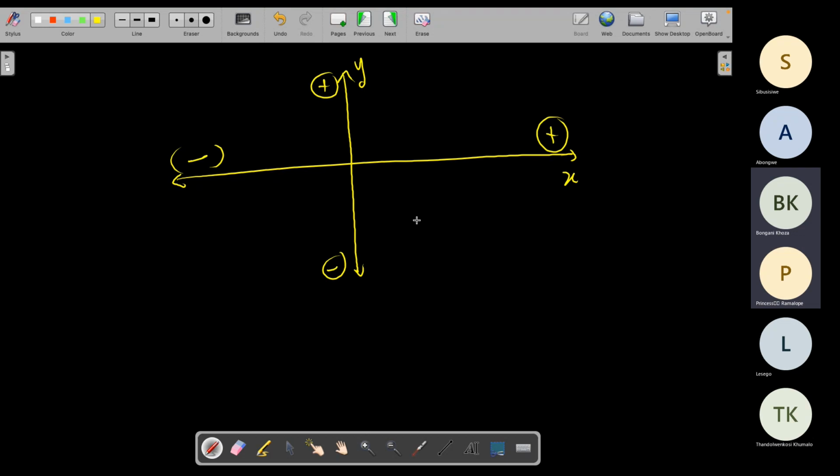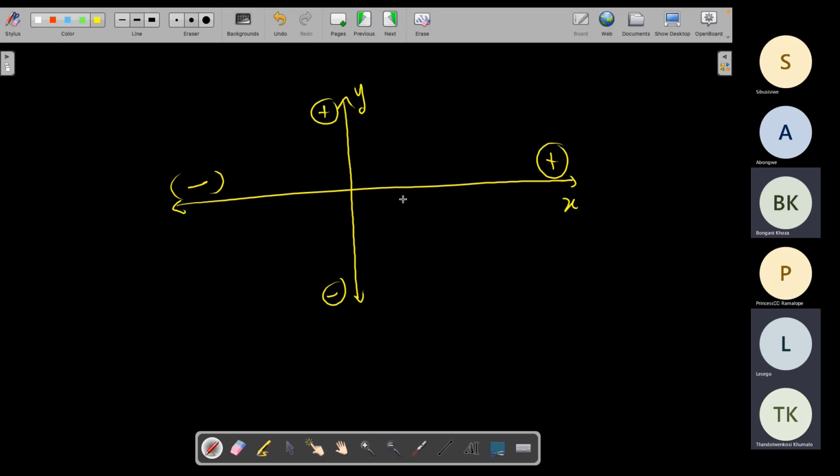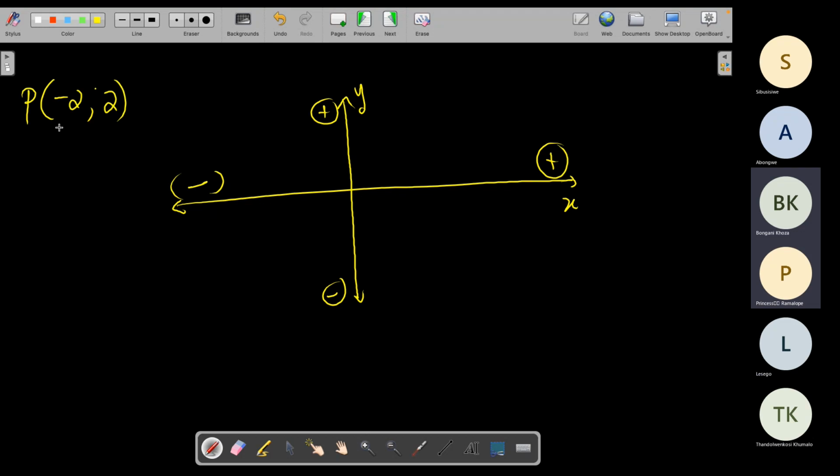Should we draw this in our books? You can if you think you'll forget, but this is what we have. So we call this our Cartesian plane. Sometimes you might be given a question whereby we are told that you are having a point P, which is maybe (-2; 2) like that. So the point, it's always x the first value and y the second value. Are we okay?